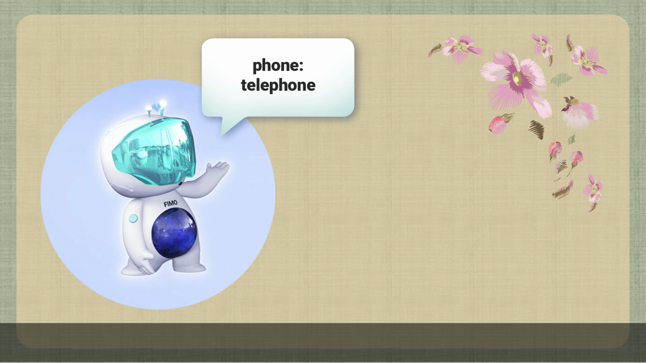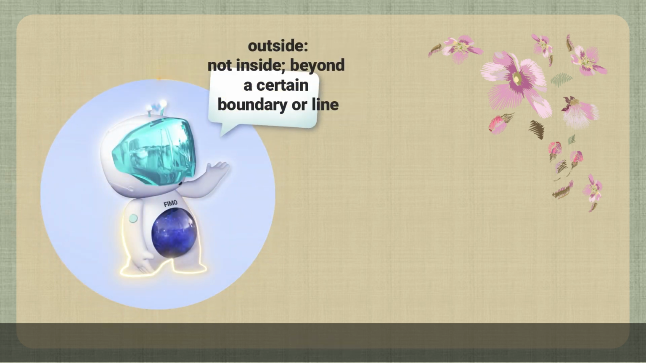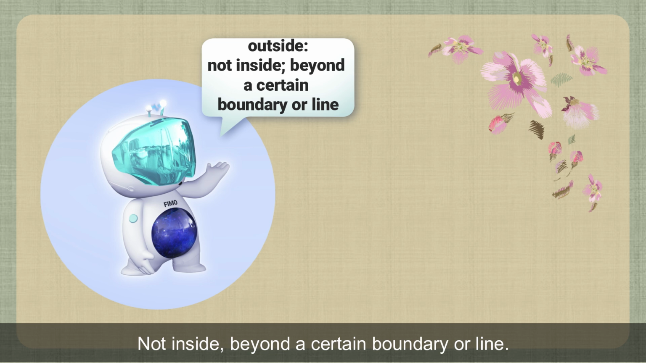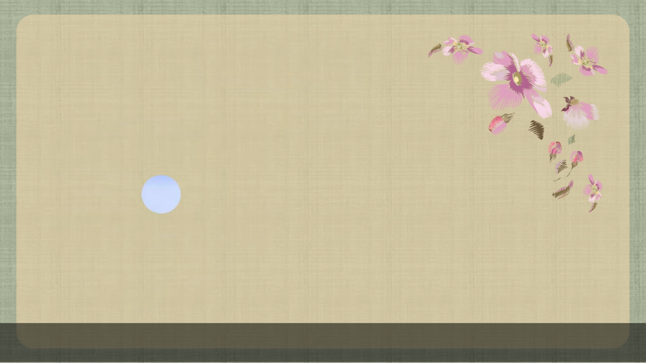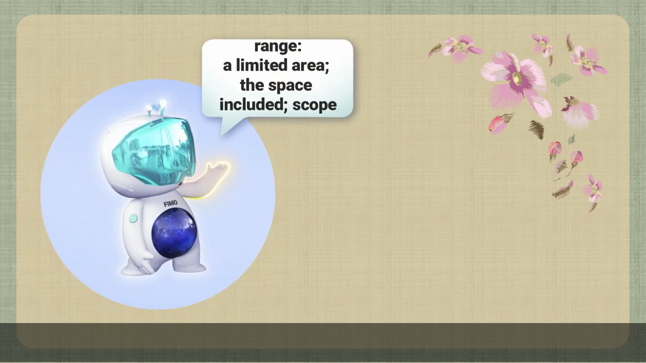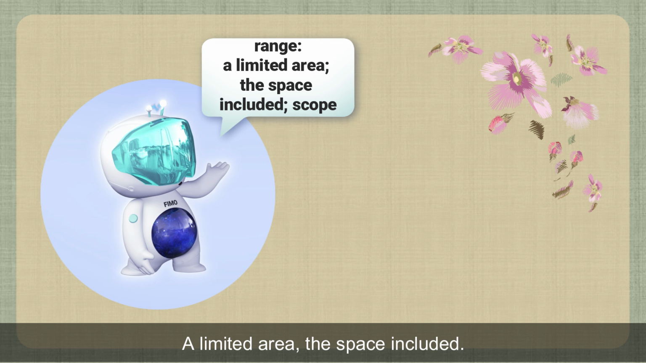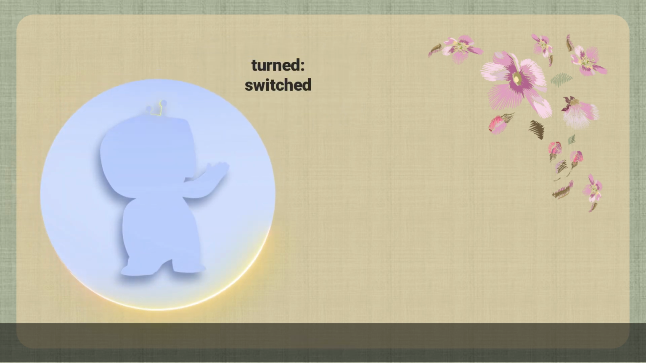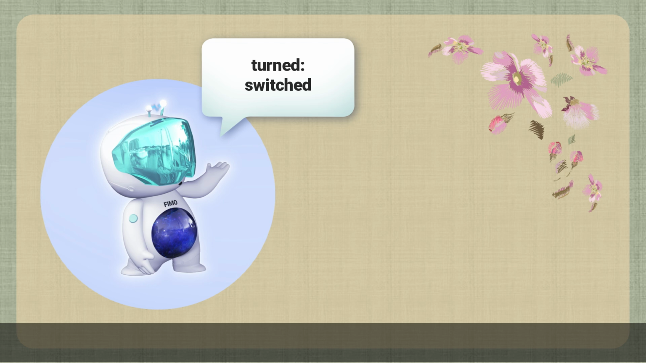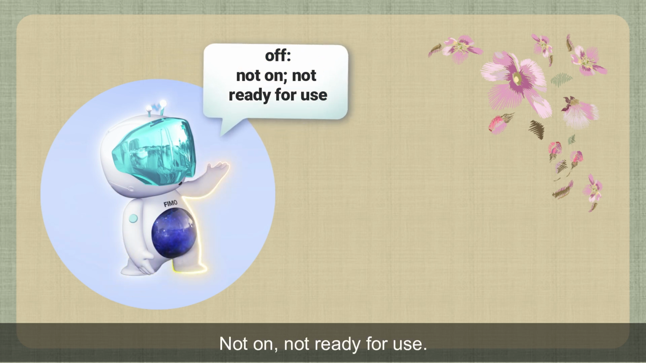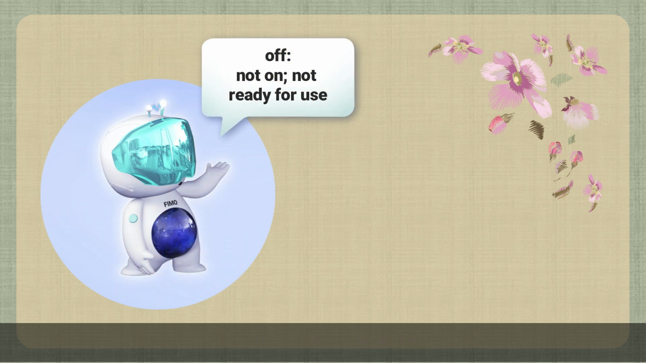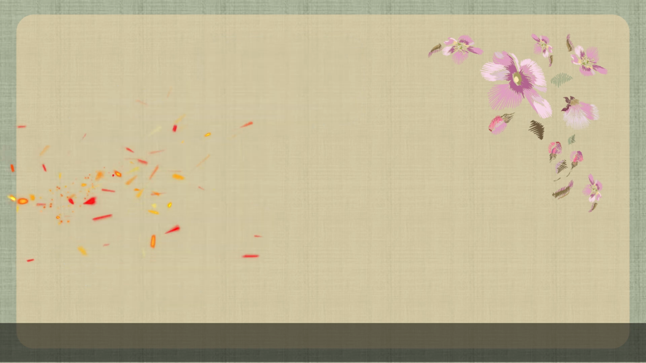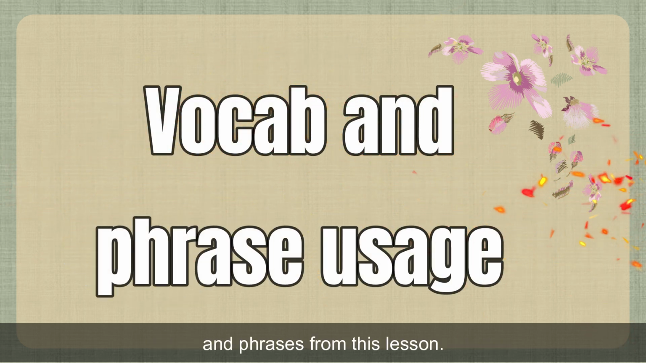Outside: not inside, beyond a certain boundary or line. Range: a limited area, the space included, scope. Turned off: not on, not ready for use. Let's take a deeper look at some of the words and phrases from this lesson.